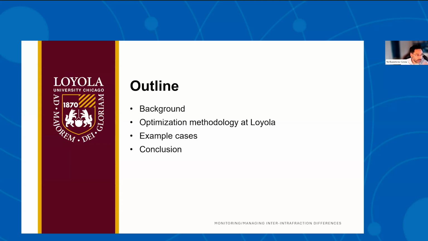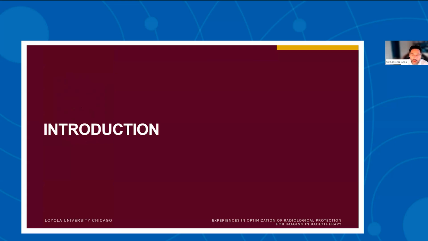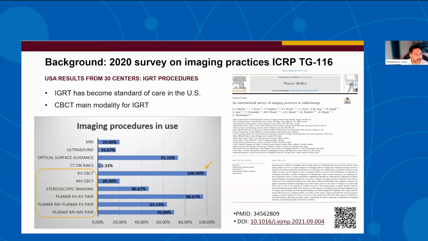So it's a quick outline, talk about the background, describe the optimization method that we use at Loyola with a couple of example clinical cases of patients imaged with optimized protocols and a few concluding remarks. So in terms of background, it all started from the 2020 survey that TG116 took on imaging practices that Colin mentioned during his introduction.